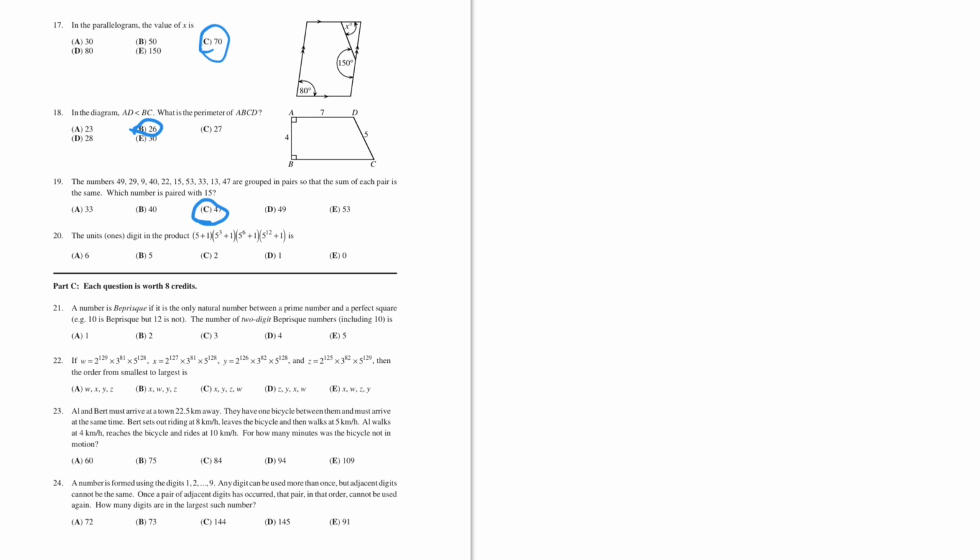The units digit in the product of 5 plus 1, 5 cubed plus 1, 5 to the 6 plus 1, 5 to the 12 plus 1. So 5 plus 1, that's 6, times 5 cubed, whose ones digit is 5. So that's 5 plus 1. The number's ones digit is still 6.